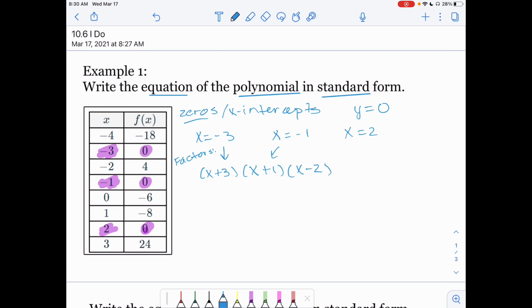Well, now we need to find our coefficient. What is our leading coefficient? So we're going to pick a point and plug it in. I'm going to pick 0, -6, just because it's an easy point to work with. Plugging in a 0 and plugging in a -6 doesn't seem too challenging. So anywhere I see a y, I'm going to plug in a -6. And anywhere I see an x, I'm going to plug in a 0 because that is the point that I selected.